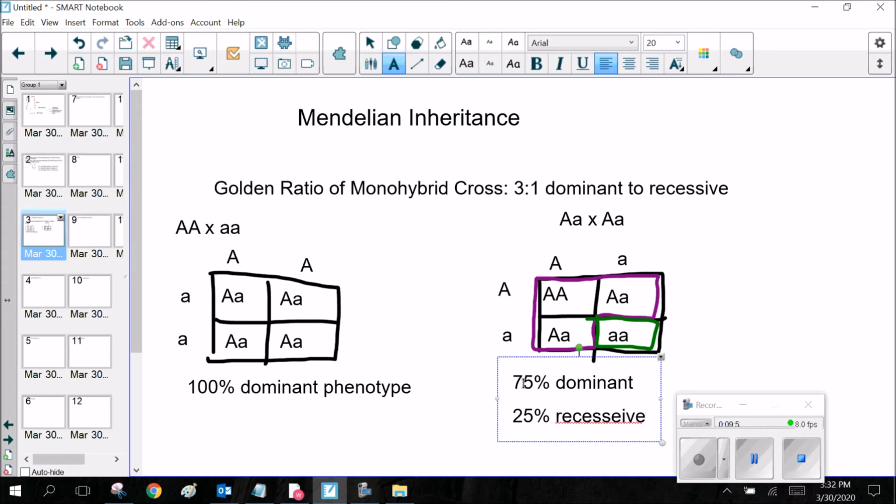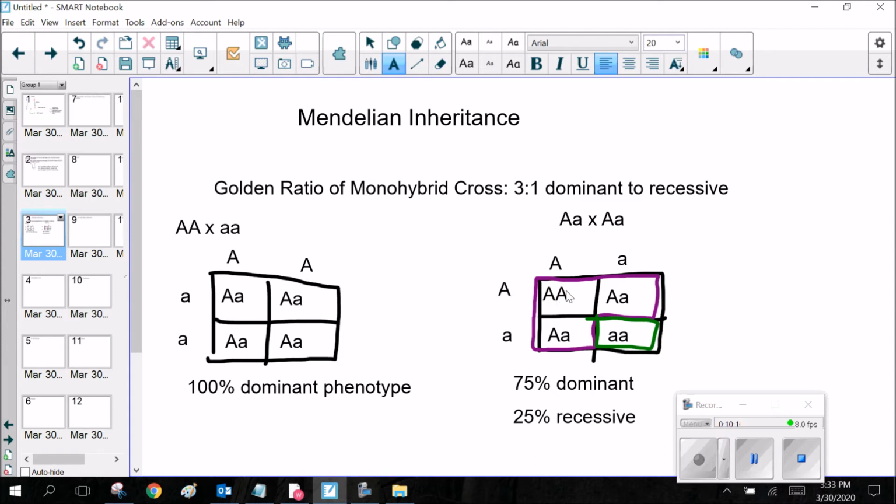And if you're wondering how I got those percentages, well, if all four of these boxes equals 100% of their children, each box is 25%, right? Because 100 divided by 4 is 25. And so this is 25, 25, 25, 25. And so I added up these three to get 75, and then the last one, 25, is recessive. And of course, remember, these are just predictions. These are not hard and fast.